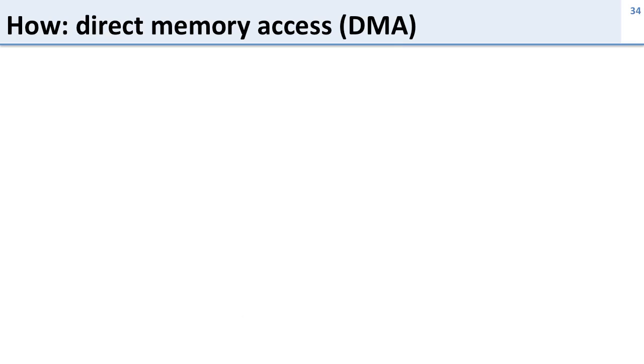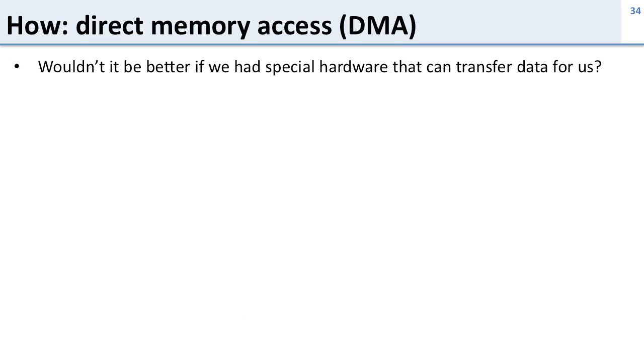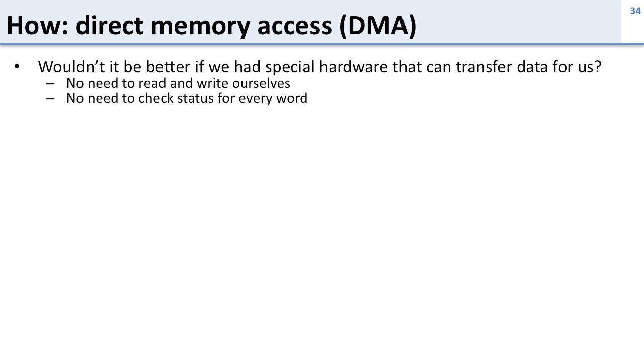Another approach is called direct memory access. The idea here is it would be better if we had special hardware that can transfer the data for us. So if we had special hardware, then the processor wouldn't have to be involved in this at all. We'd have no need to do the reads and writes ourselves, and we wouldn't have to check the status for every word. We could just say, go transfer a bunch of data and tell me when you're done. And this is called direct memory access, or DMA.